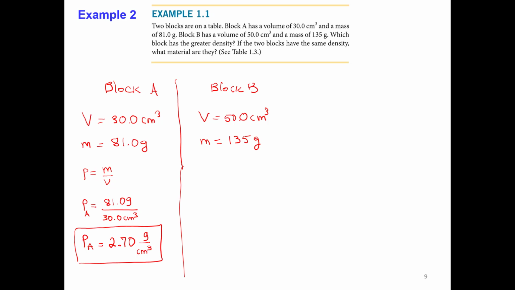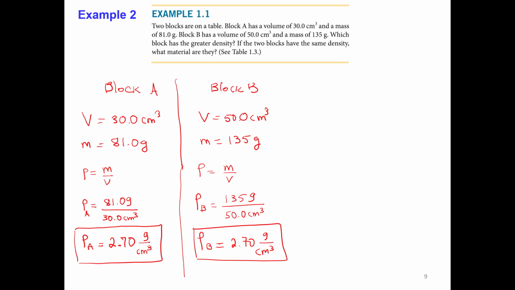Let's now calculate the density for block B. Density equals mass over volume. Then the density for block B will be: mass will be 135 grams, the volume will be 50.0 cubic centimeters. If we divide these two quantities, we will get 2.70. Let me write the same way here, 2.70. And now we know both blocks are made of the same material, yes, the same material.